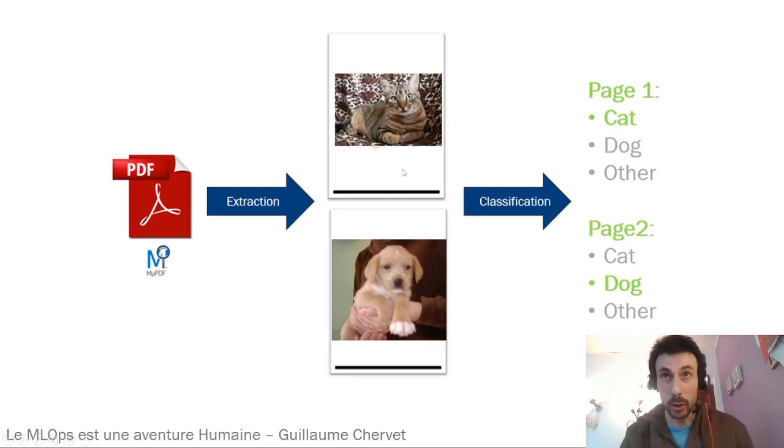Remember, in production, we're going to want to expose an API that will receive PDFs as input in real time. In this API, we'll need to extract the images from these PDFs. And on each image, we'll have an AI that will classify whether each image is a cat, a dog, or something else. And as an output from our API, we'll have a list of results for each image.